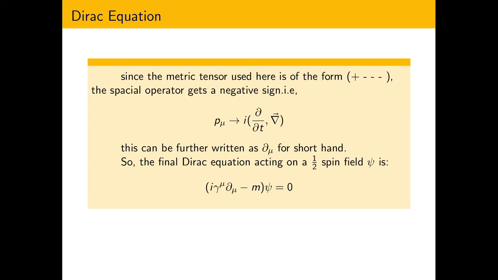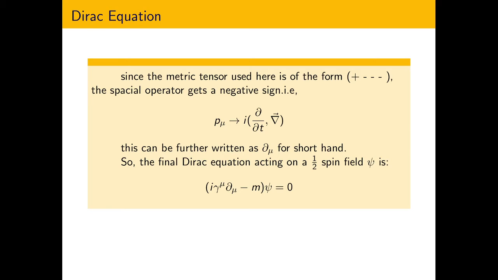As you can see, the covariant form of this mu vector will have this, and further we can write it shorter as dou nu, where dou 0 represents dou by dou t, dou 1 represents dou by dou x, and so on. Substituting this back in the gamma p equation, we get this final equation. So this is the Dirac equation.